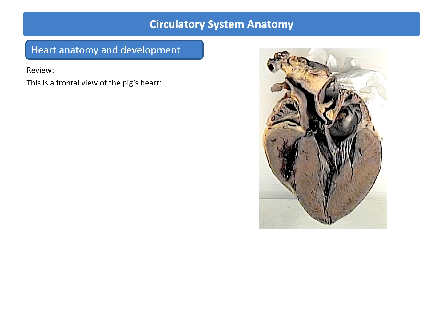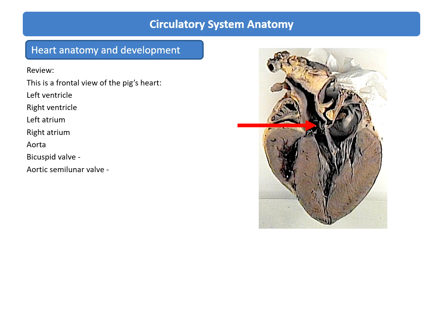Here's a frontal view of a pig's heart. This is the left ventricle and the right ventricle. That's the left atrium and the right atrium. The aorta extends from the left ventricle. The valve between atrium and ventricle on the left side is the bicuspid valve, not shown too well here. Between the left ventricle and the aorta is the aortic semilunar valve. You can make out that valve. The interventricular septum is the wall between the left and right ventricles.